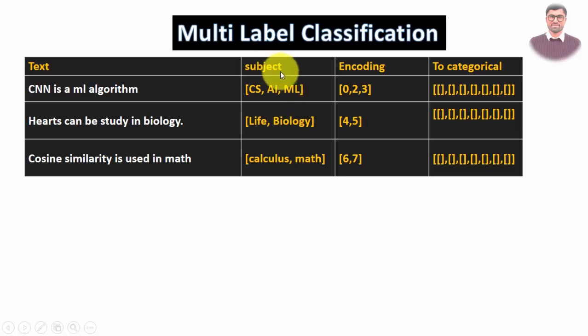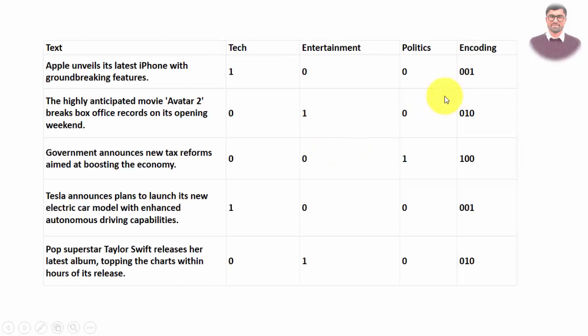Perfect. Now firstly we have to give each one a unique integer. So CS will be represented by 0, AI will be represented by 2, it could be 1, I just gave it 2, ML will be represented by 3, and the same goes for 4, 5, 6, 7. Now you have to make it categorical, same as in the previous one.